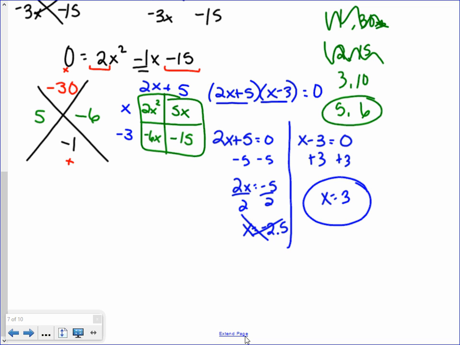I got to keep going for now, though. Okay, you won't have any quite like that, but you will have to do this on your homework. Like you'll get two factors, you got to set them both equal to 0, you got to solve for x.